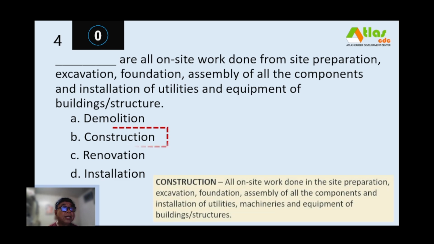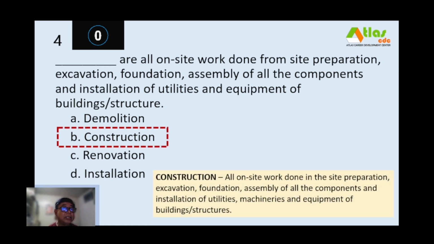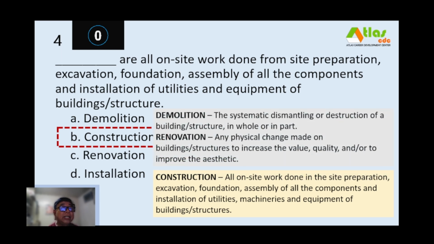And our correct answer is letter B, construction, referring to all on-site work done in the site preparation, excavation, foundation, assembly of all the components, and installation of utilities, machineries, and equipment of buildings and structures. Now, for demolition, it is the systematic dismantling or destruction of a building structure in whole or in part, while renovation is any physical change made on building structures to increase the value, quality, or to improve the aesthetic. Installation simply means putting into place or mount into position.